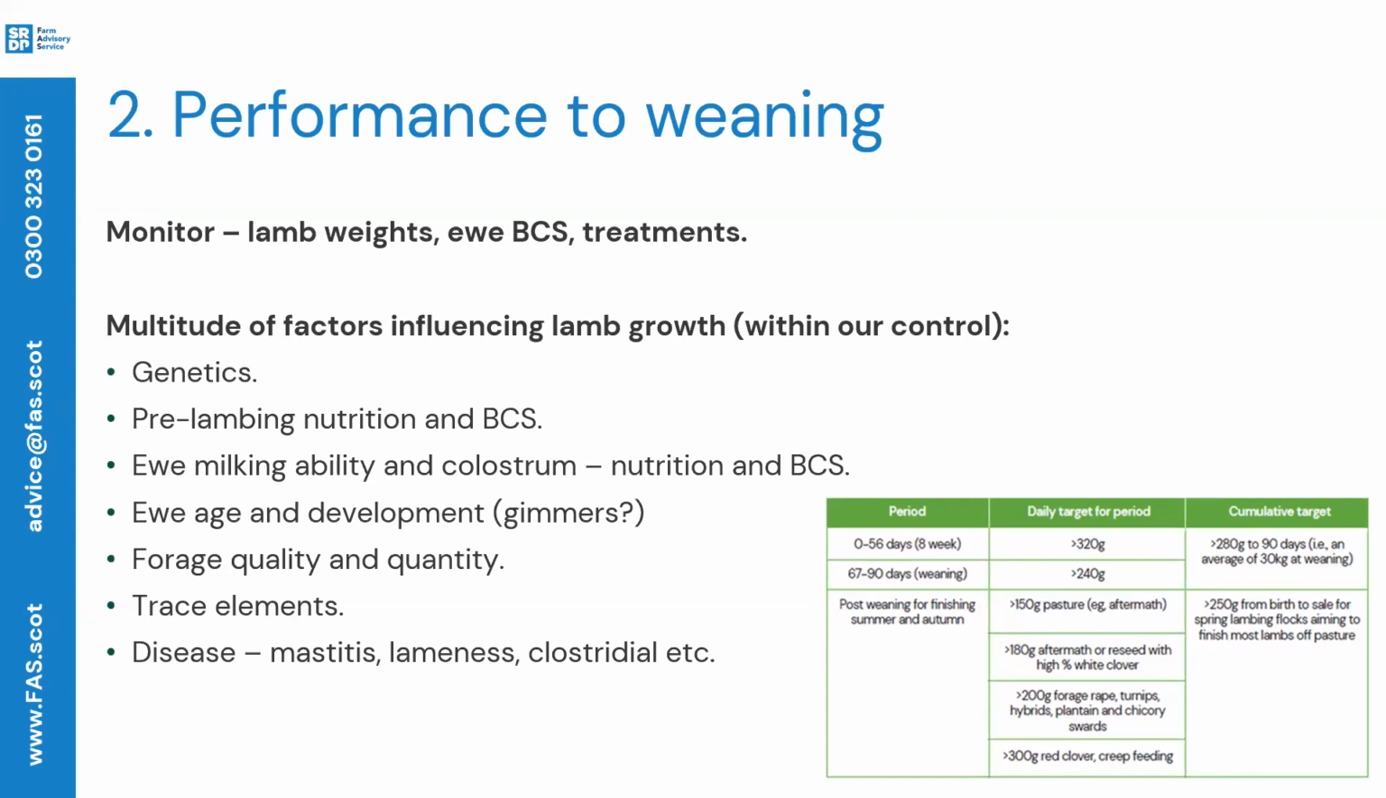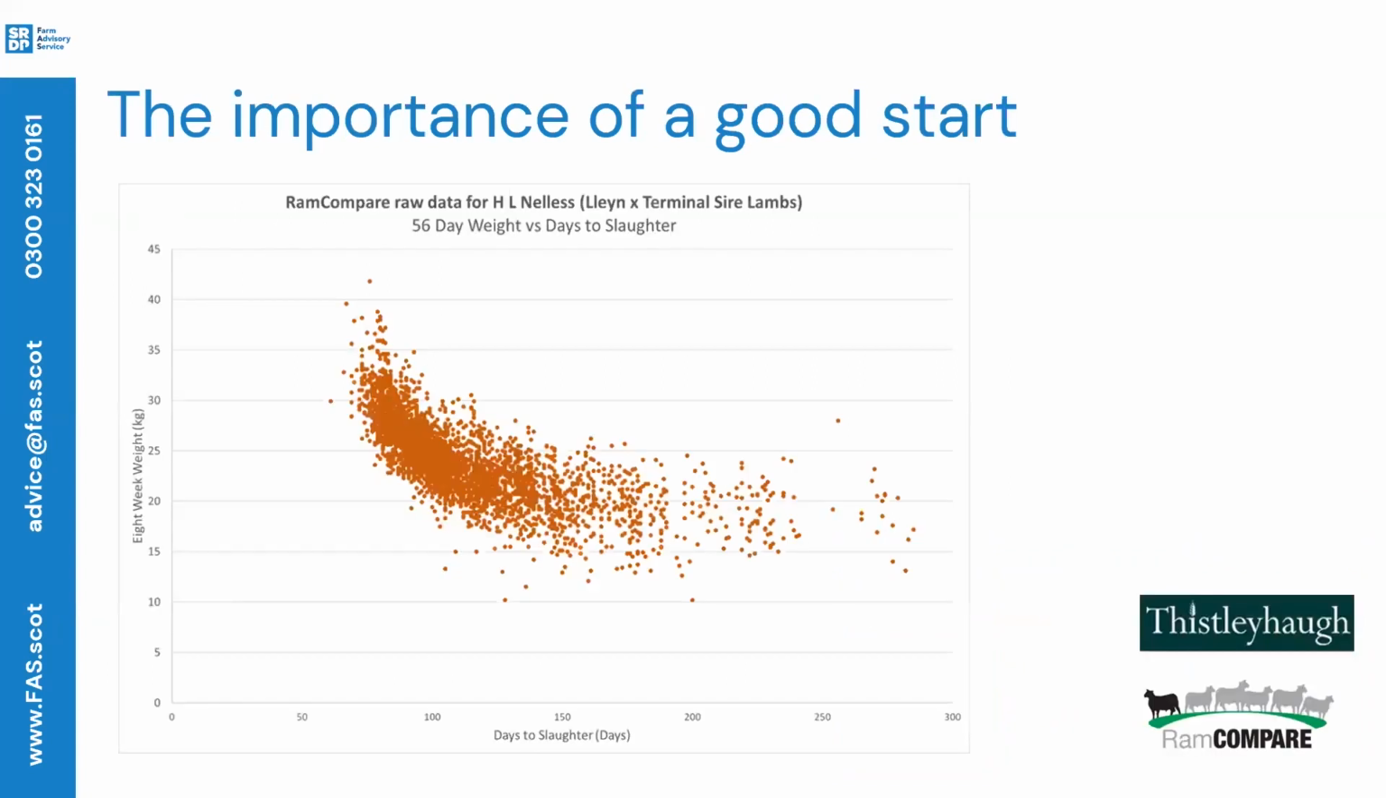For example, we might know there's a bulk of ewes where there's an underperformance going on, but it might only be in a certain age group, and quite often that's shearlings. We look at forage quality, quantity, trace elements, and also factors such as disease. And this is just a nice graph, I thought, from Ram Compare, just to share.